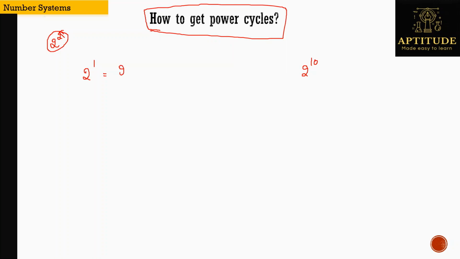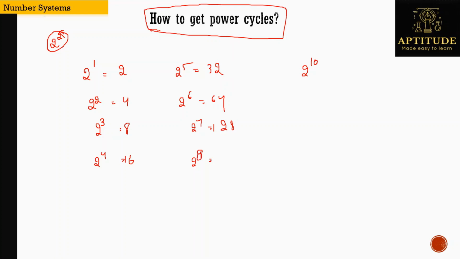2 power 1, we know it is 2. 2 square is nothing but 4. 2 cube is 8. 2 power 4, we know 16. 2 power 5 is 32. 2 power 6 is 64. 2 power 7 is 128. 2 power 8 is 256. Consider 2 power 9 now. 2 power 9 is 512. 2 power 10 is 1024.